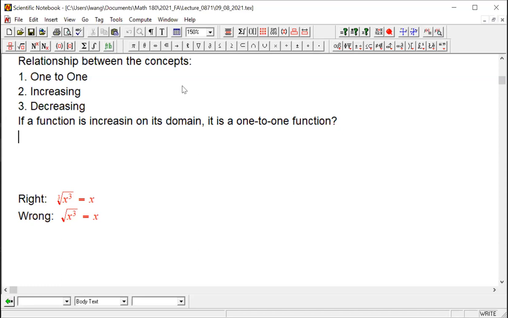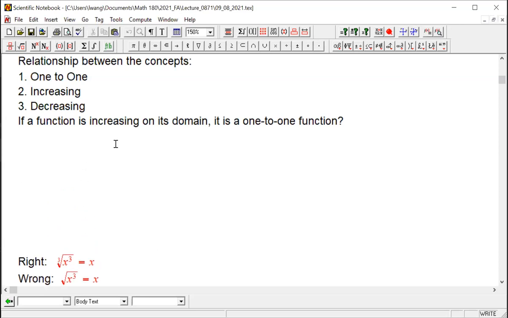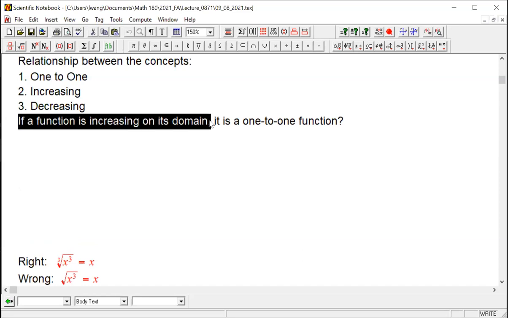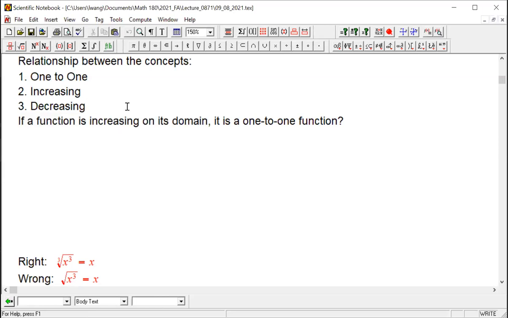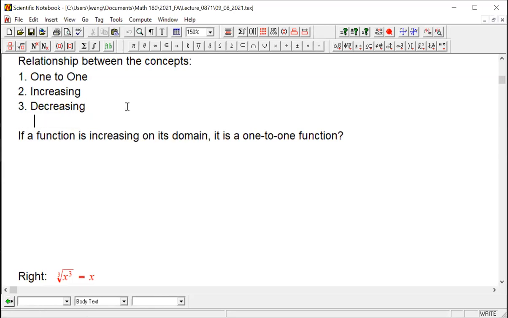Okay. So if a function is increasing on its domain, is it a one-to-one function? This is the condition. The if part is a condition. And the other part is the conclusion. But we're not sure about it.